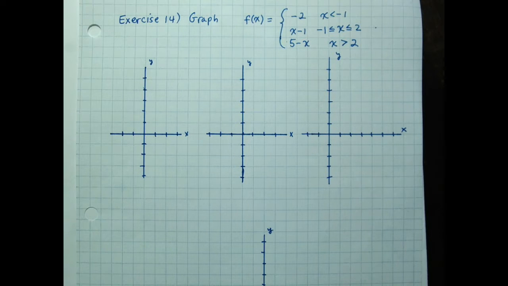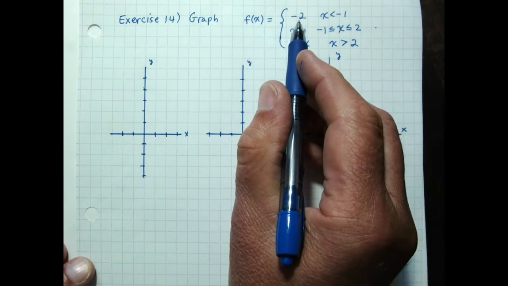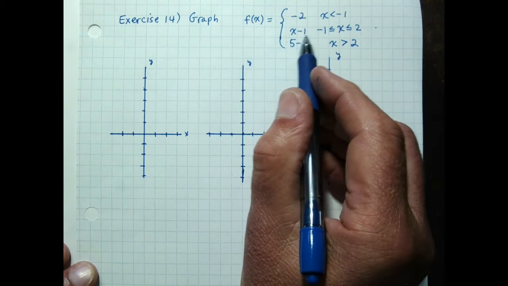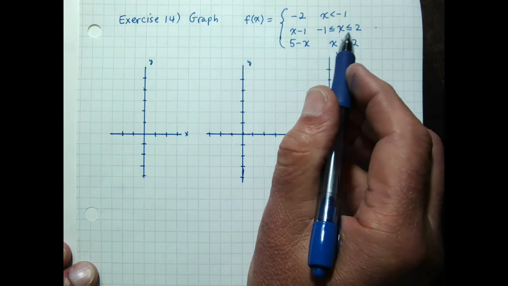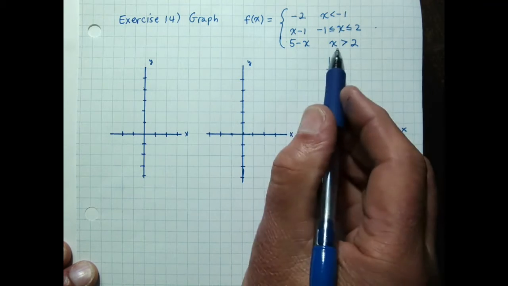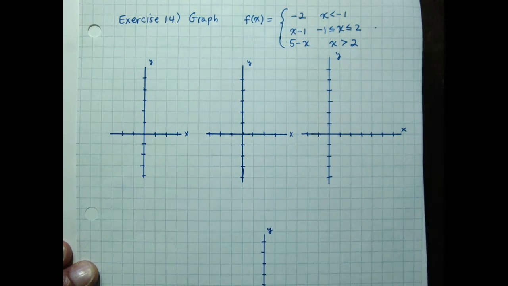We have one more example of a piecewise function that we're going to work through together, exercise 14. Let's go ahead and graph f of x equals -2 if x is less than -1, x minus 1 if -1 is less than or equal to x is less than or equal to 2, and 5 minus x if x is greater than 2.